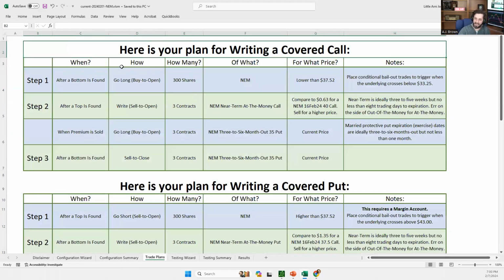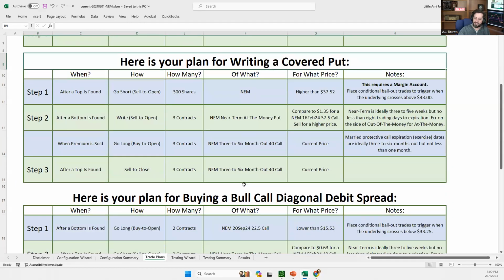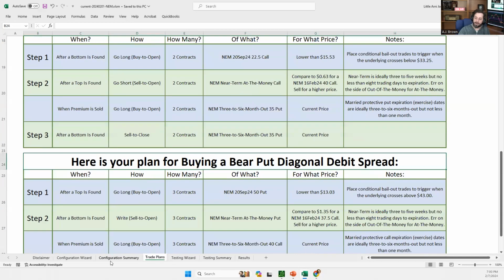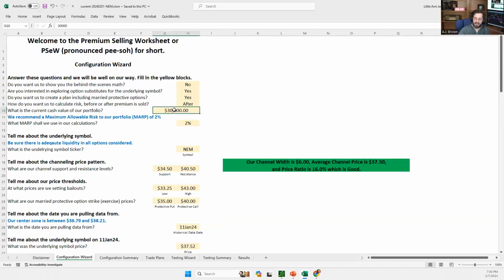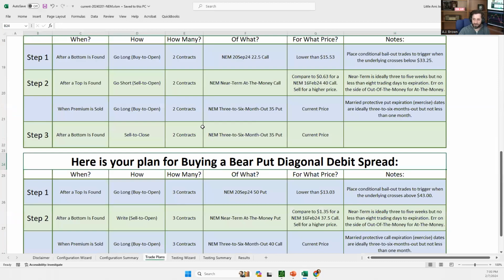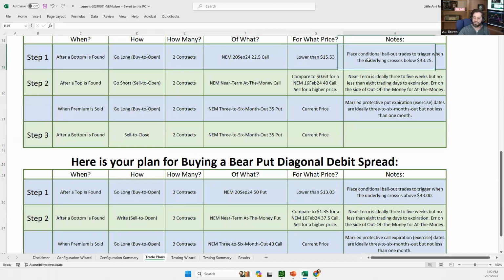But look at what spits out. It spits out a trade plan for each one of those strategies that we talked about. And the trade plan is actually personalized to you based on the size of your portfolio, the type of risk appetite you might have, as well as how you like to calculate your risk, right? Do you like to calculate your risk just on the initial investment, or is it after premium is sold? You can choose those things, and then it creates and personalizes your trade plan and tells you exactly what to do at each step of the way.